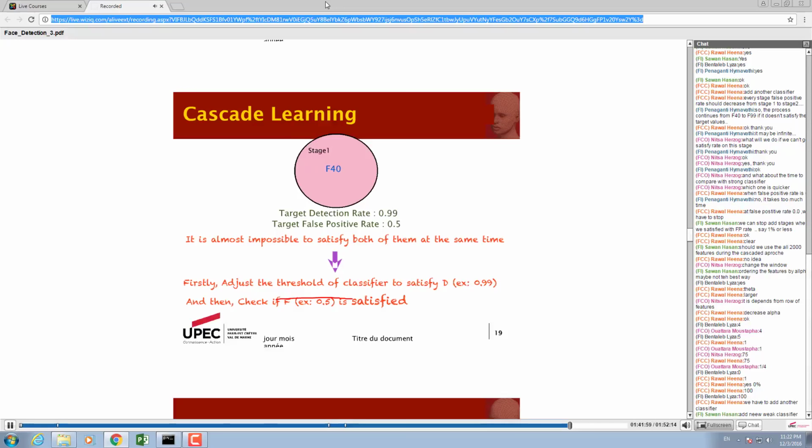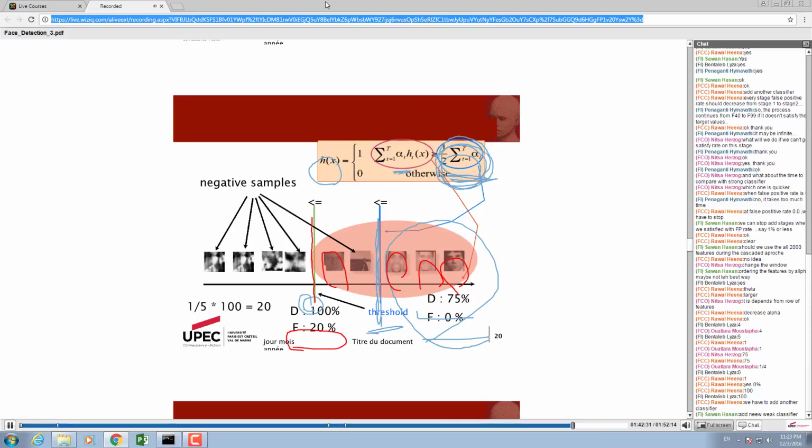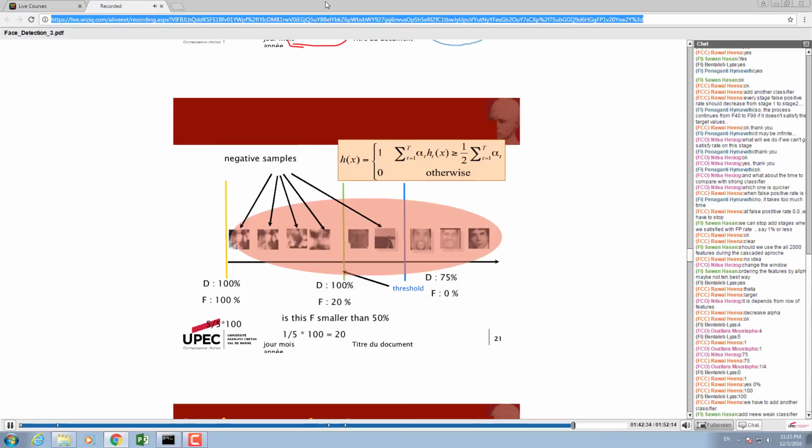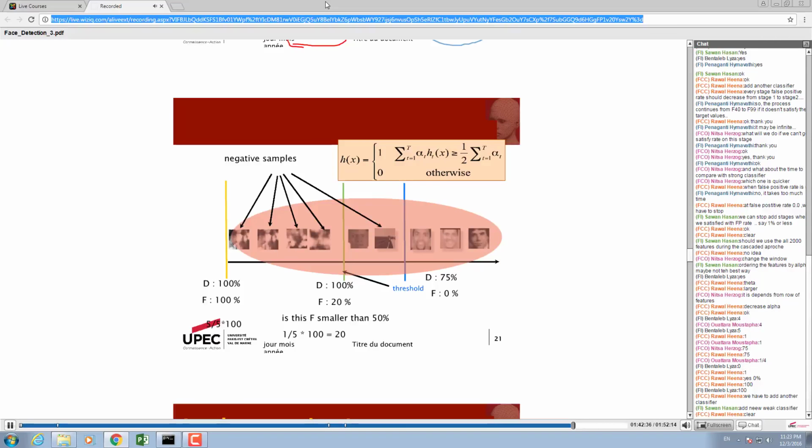Make sense? So to satisfy these two numbers, we have two steps. Firstly, we adjust the threshold to satisfy D. Once D is fixed and the threshold is determined, we check if the false positive rate is satisfied. If not satisfied, then we have to add more features. If satisfied, then we can stop there. Is it clear now? Any questions?